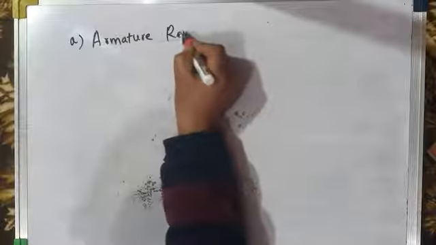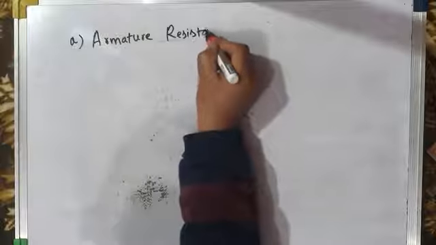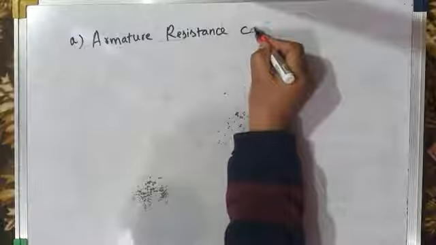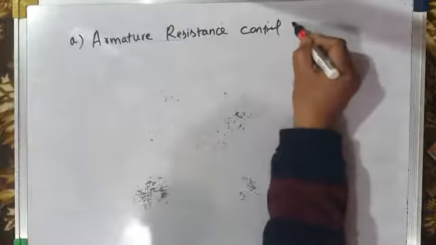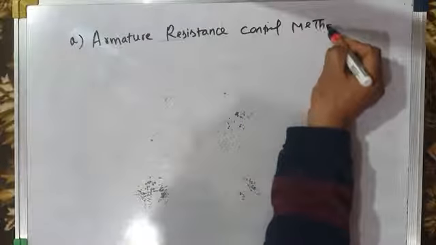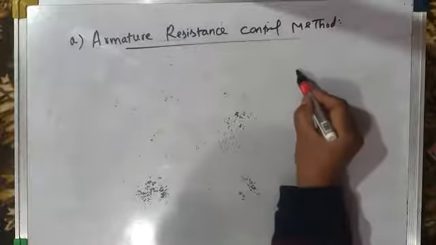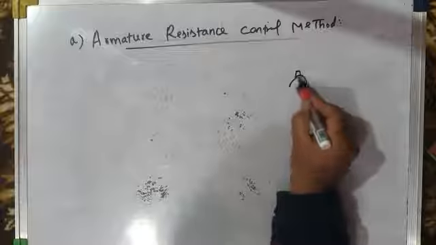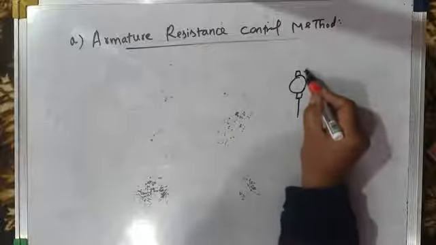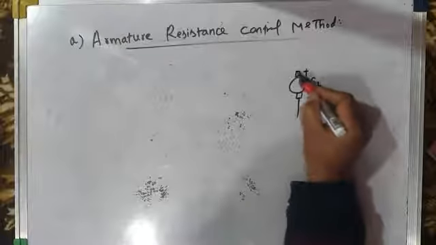So the first method is armature resistance control method. So in armature resistance control method, as the name signifies, what we do, we put a resistance in series with the armature circuit. It is something like this. And it is the easiest method of speed control.